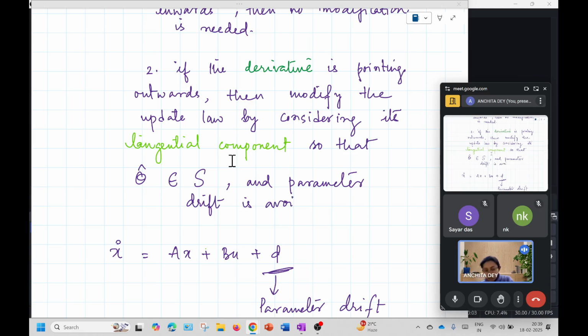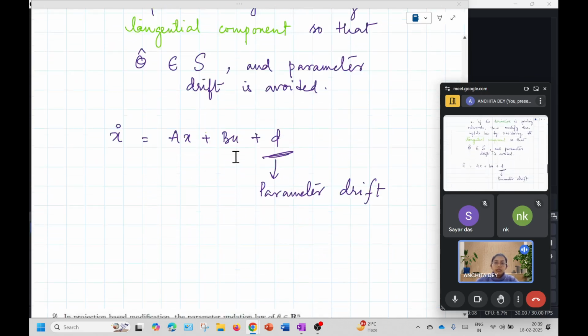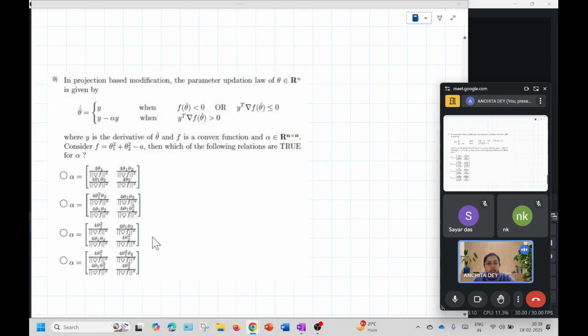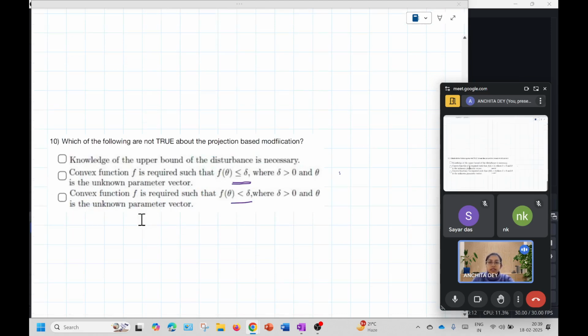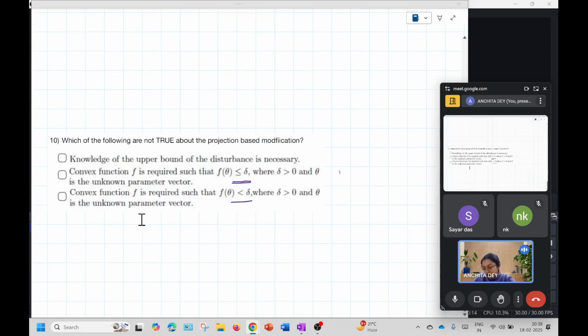So that is the basic motivation for doing the projection operation. If we focus on the questions, I think we can look into this a bit later, but let's just see question number 10 first. What does 10 tell us? It asks which of the following are not true about the projection based modification. So let us just see the options.